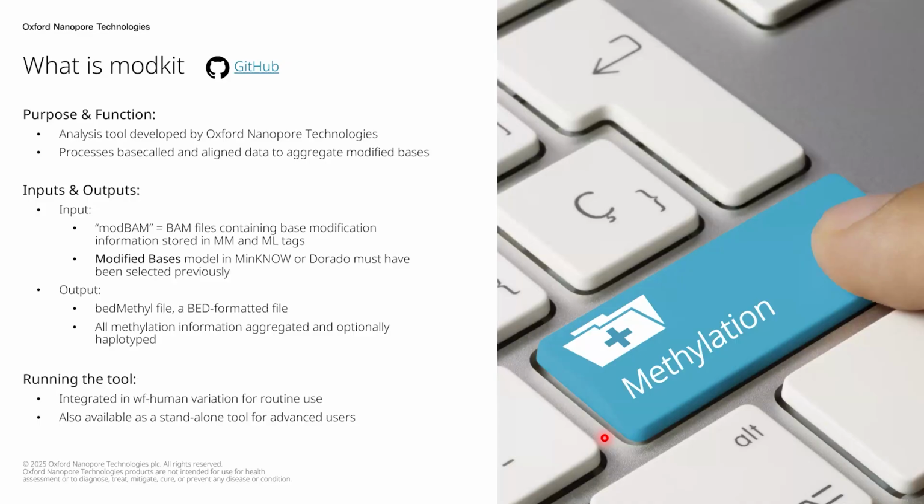Again, it will output that bedMethyl format file, which is a bed formatted file. And that's going to basically be an aggregation of all of your methylation information in a coordinate by coordinate position throughout your genome. It is integrated into the human variation workflow as well as the somatic variation and trio workflows. So anywhere where the workflow is working with methylation data, it is included. But it's also a standalone tool that you can download from our GitHub page, and you can use it from the command line for analyzing or including in your own workflows if you wanted to.